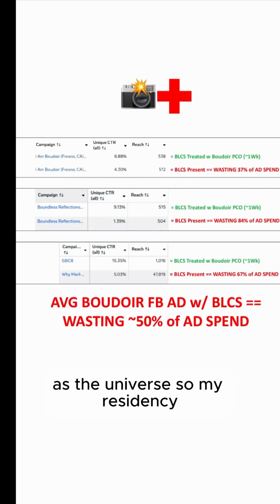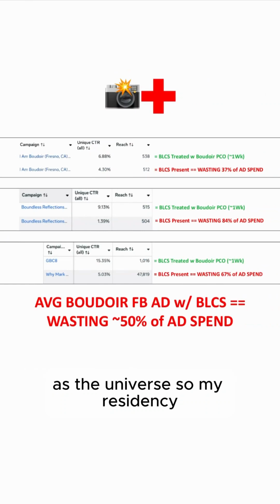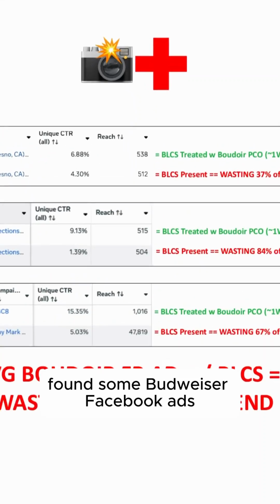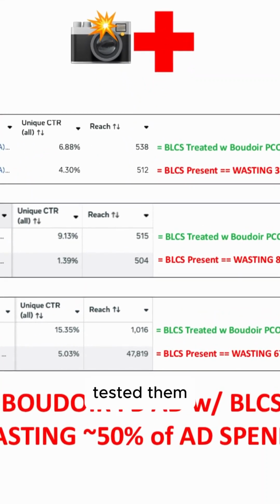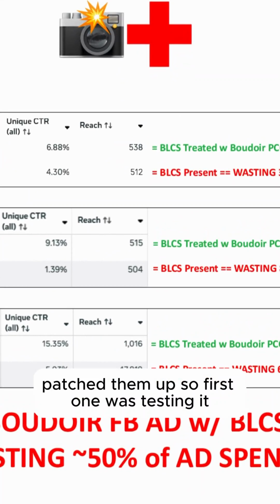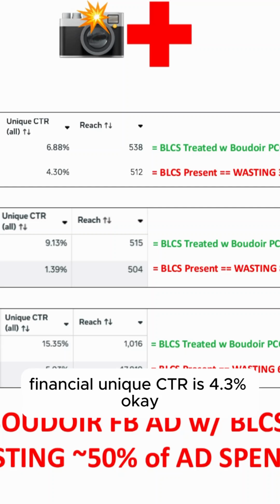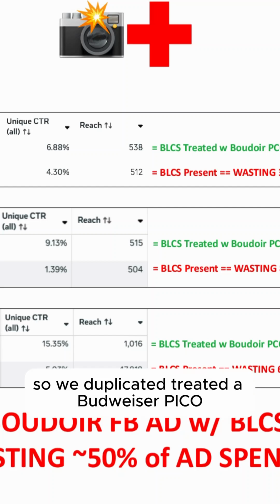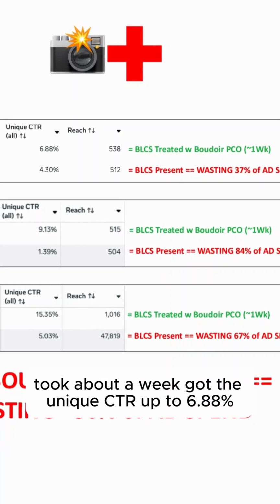That's the universe. So in my residency, I went in, found some Boudoir Facebook ads, brought them back to the hospital, tested them, patched them up. So first one, we tested it, found out unique CTR is 4.3%. Okay, when unique CTR is under 6%, we know that BLCS is present. So we duplicated, treated with Boudoir PICO, took about a week, got the unique CTR up to 6.88%.